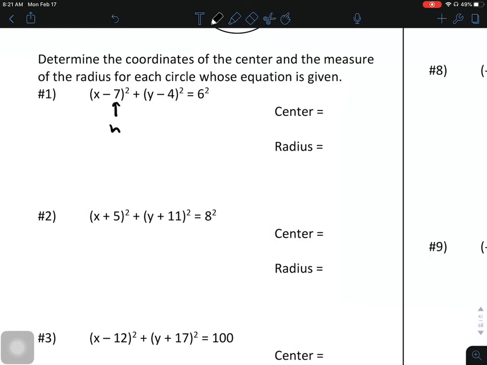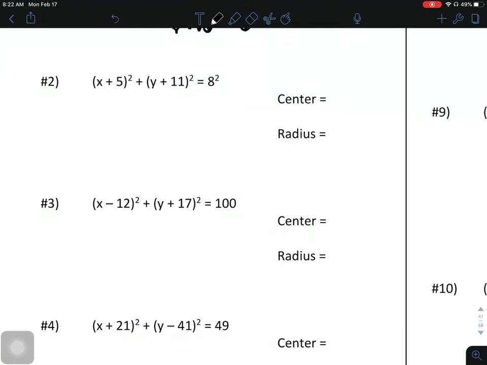Well, according to the standard equation of a circle, this is h and this is k. Keep in mind this has to be subtract, which it is. So our center is the ordered pair (7, 4). The radius, which is going to be the square root of 6 squared, is 6, so the radius is just 6. Let's look at number 2.